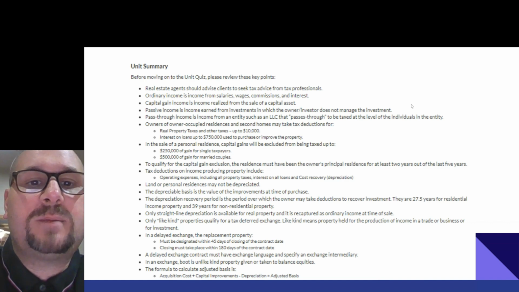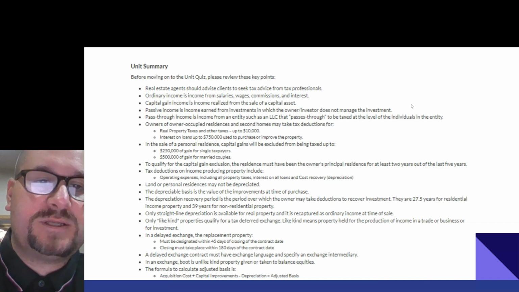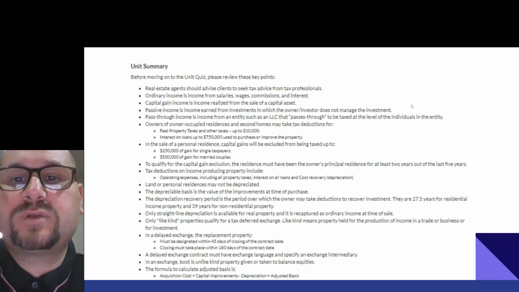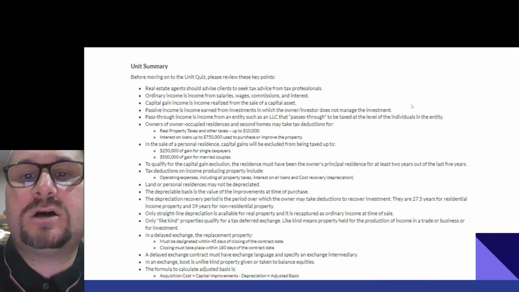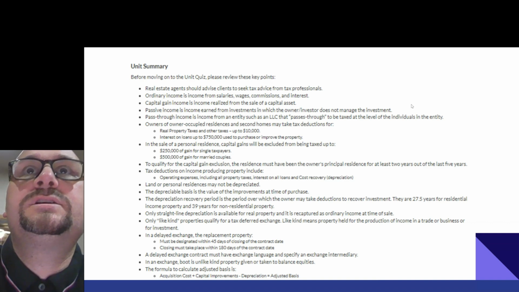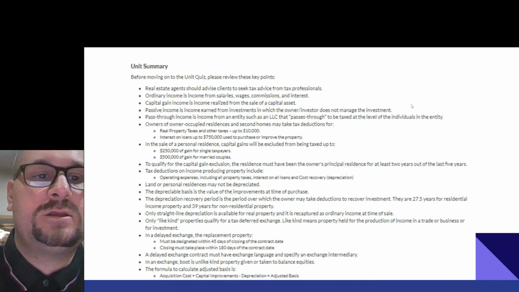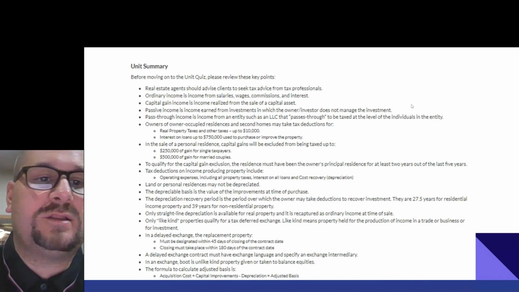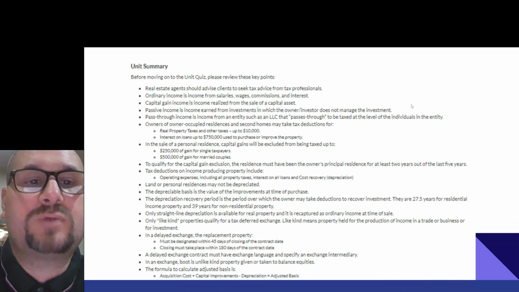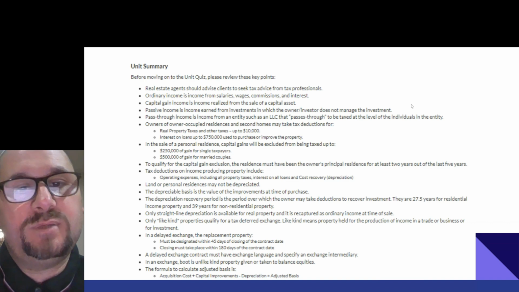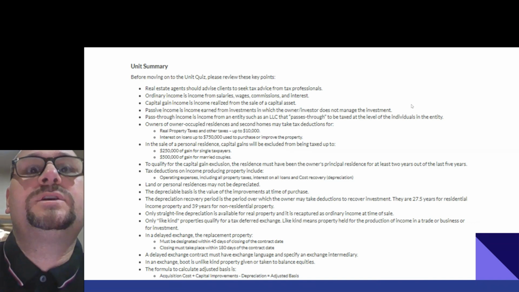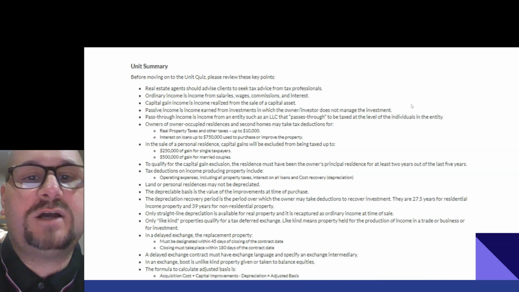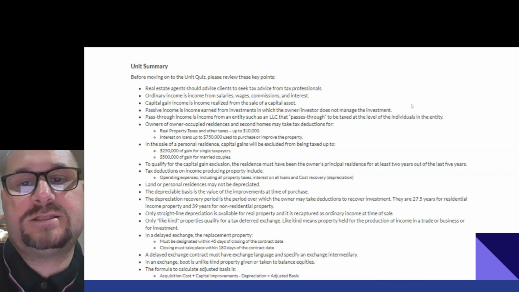Tax deductions on income property include operating expenses, including all property taxes, interest on all loans, and cost recovery. It's called depreciation, right? Cost recovery is another term for depreciation. Land or personal residences may not be depreciated. So again, land or a personal residence may not be depreciated. So can you depreciate land or a personal residence? No. The depreciable basis is the value of the improvements at the time of purchase.